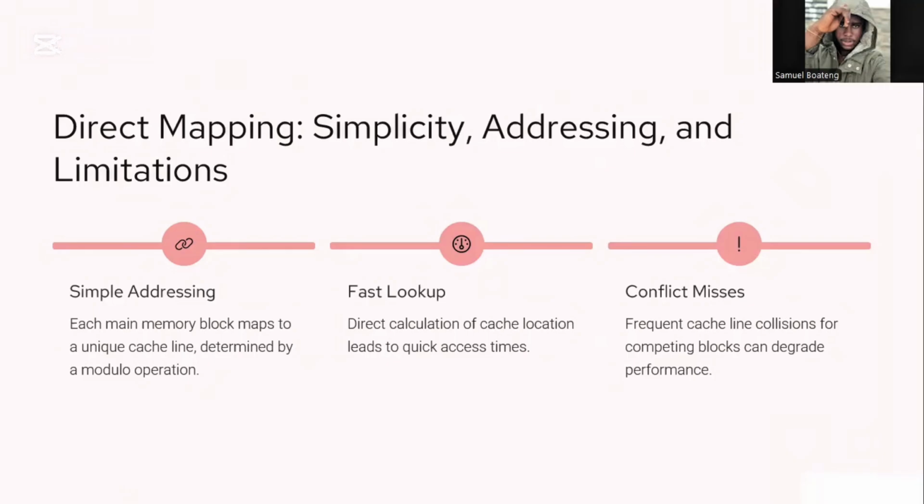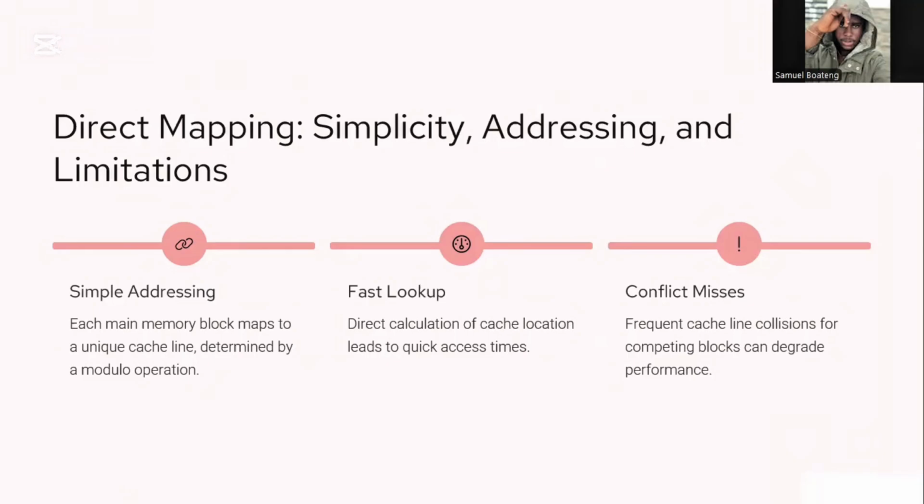First lookup. Direct calculation of cache location leads to quick access times. Direct mapping can also cause conflict when multiple blocks compete for the same line, which reduces the performance. So as I said, the frequent cache line collisions for competing blocks can degrade performance.